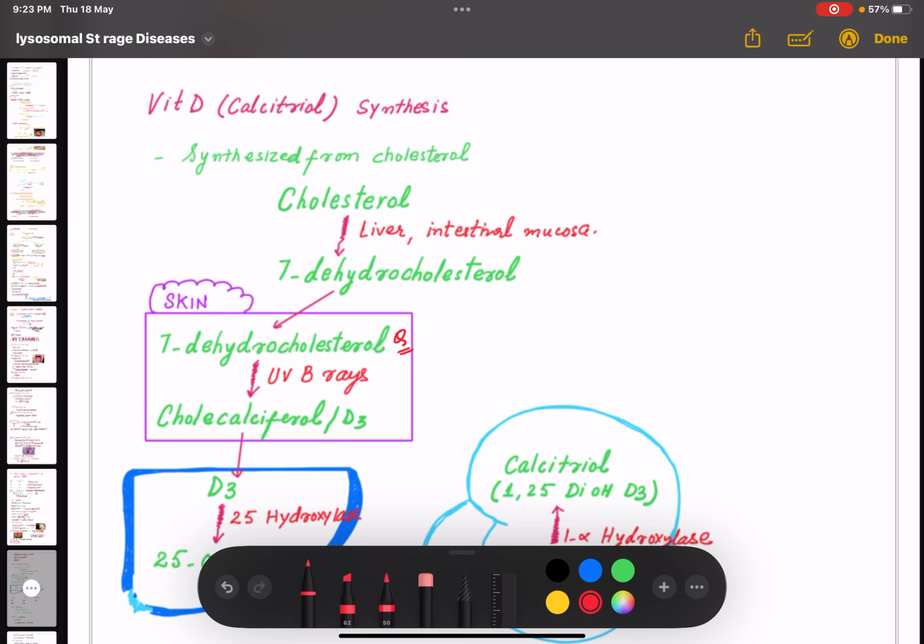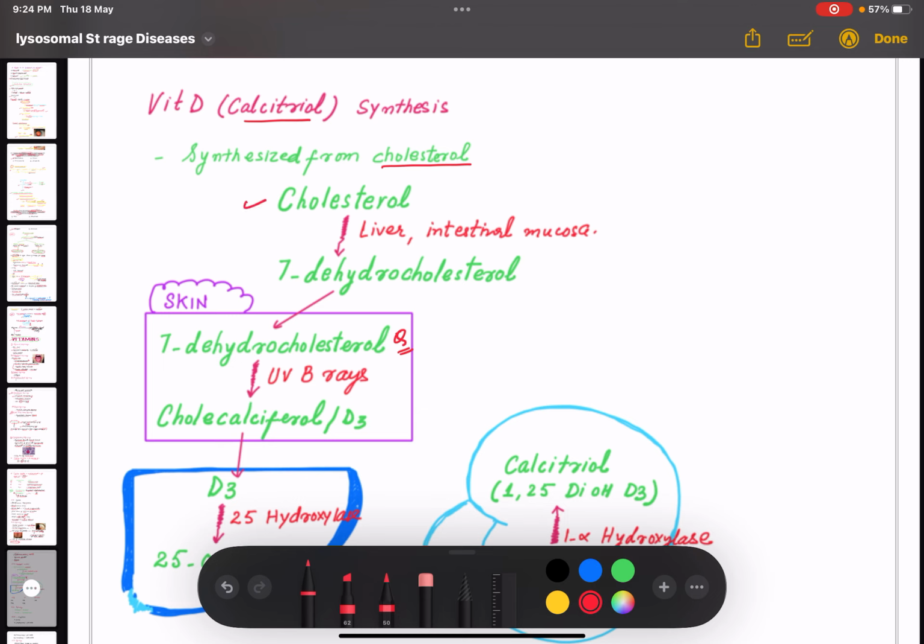Now let's see another important topic, that is vitamin D. Vitamin D is also known as calcitriol. What is the process of synthesis of vitamin D? It's very important, you have to know. Remember the whole chart which I am giving you. First important point: vitamin D is synthesized from cholesterol.